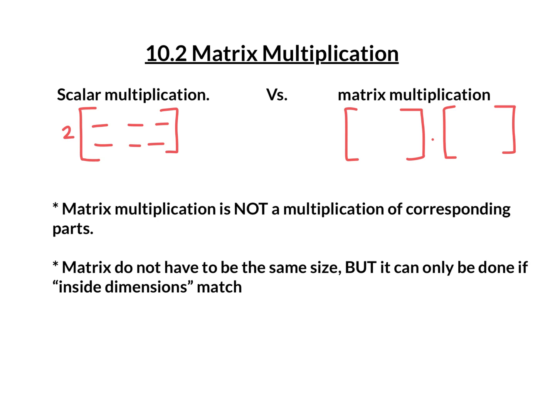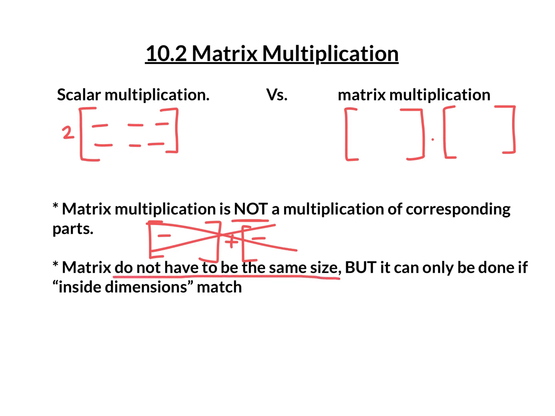These are very, very important. One, matrix multiplication is not a multiplication of corresponding parts. It's not like addition or subtraction, where you add or subtract the first two parts together. You cannot do that for multiplication. It works a different way, and we'll talk about that. Secondly, matrix dimensions do not have to be the same size.